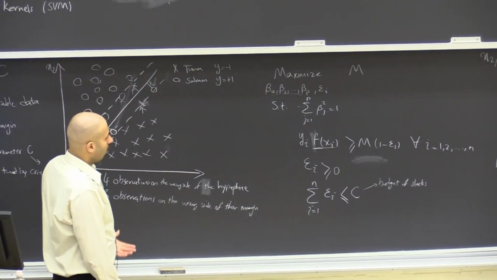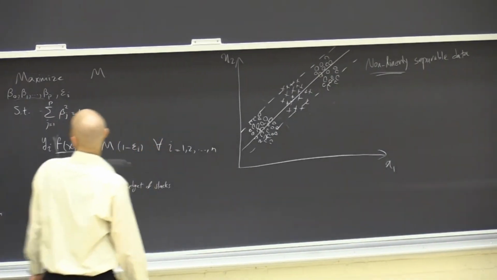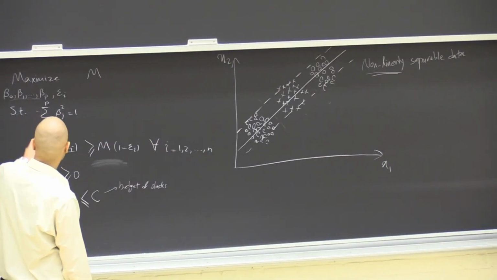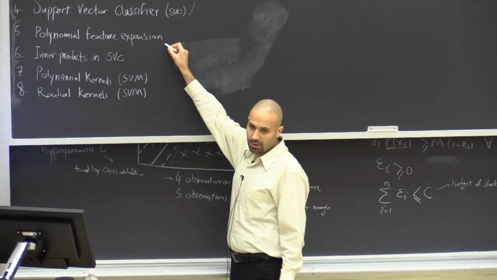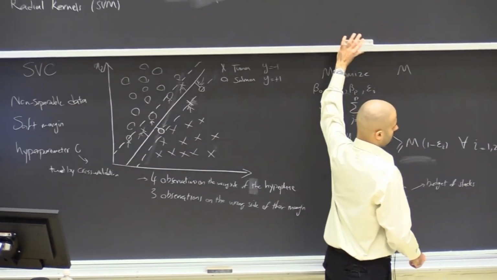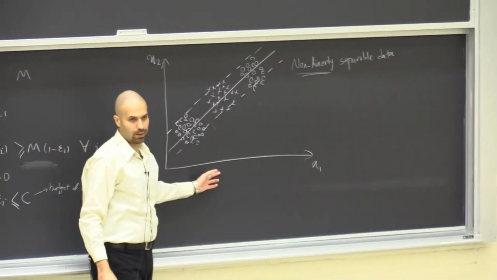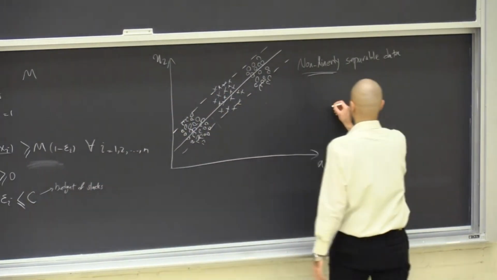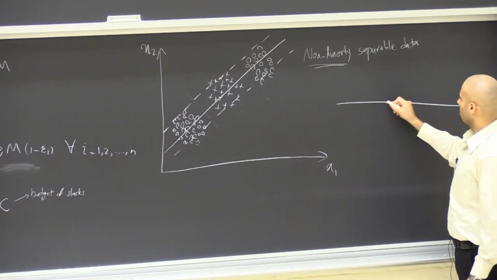All right, so even a soft margin will not be able to resolve this issue of non-linearly separable data. So the next thing we're going to do is try polynomial feature expansion. With polynomial feature expansion, the idea is that, let's say here we only have x1. The same data with only x1 would look like this.